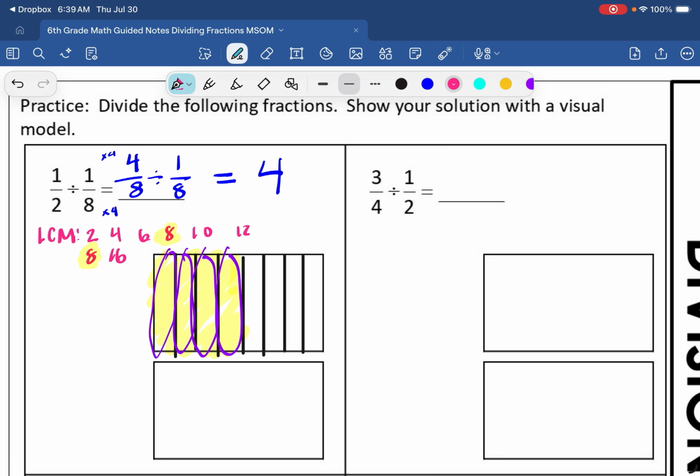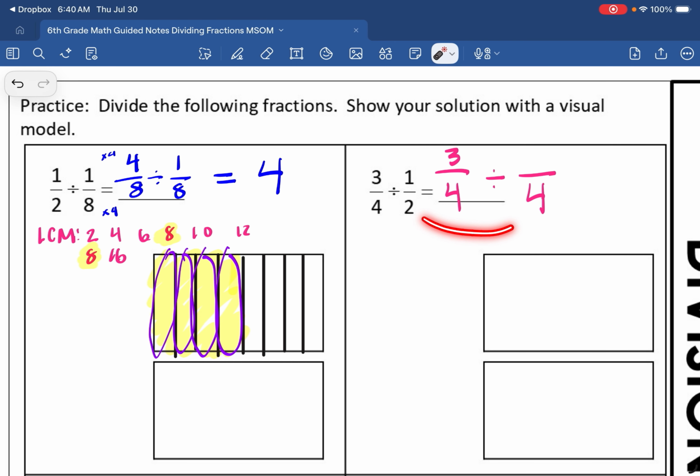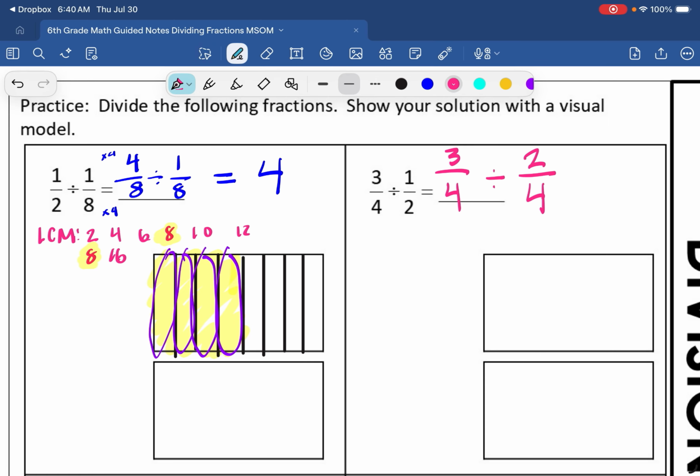Now let's do 3/4 divided by 1/2. My least common multiple, I can list it out, but you may know that it's 4. So it's going to be 3/4. And then I need to change 1/2, so the denominator is 4. 2 times 2 is 4. So 1 times 2 is 2. Now my denominators are the same, so I can divide the tops. 3 divided by 2 would be 3/2, or I could also write that as 1.5.